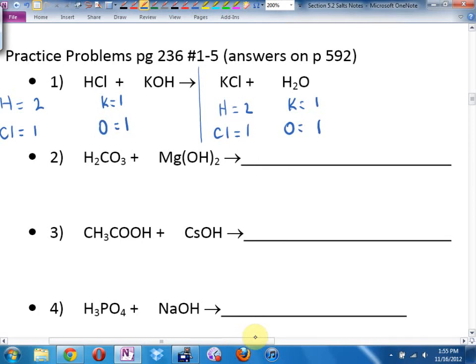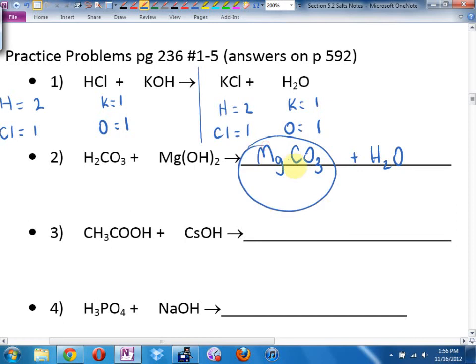H2CO3 plus Mg(OH)2. Now, here's what's going to happen on the chemical level. This H is going to combine with that to form water, which means the salt is going to be this one and that one. And I'm going to write the metal first. Which is the metal, the CO3 or the Mg? So the actual chemical reaction is going to be MgCO3 plus H2O.